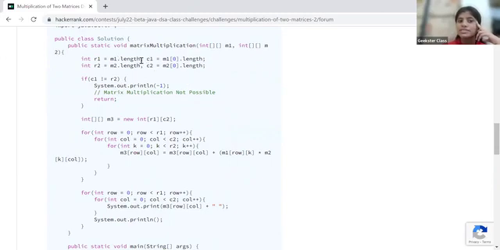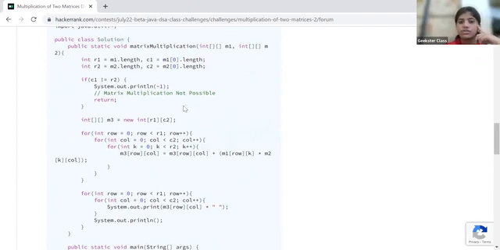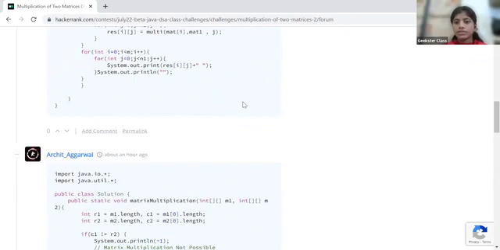M1 dot length means the number of rows. Take this input in R1. M1 of 0 dot length means the number of columns. Take and store it in C1. Now, did you get this? Okay. So, अभिषेक का क्या क्वेश्चन था?